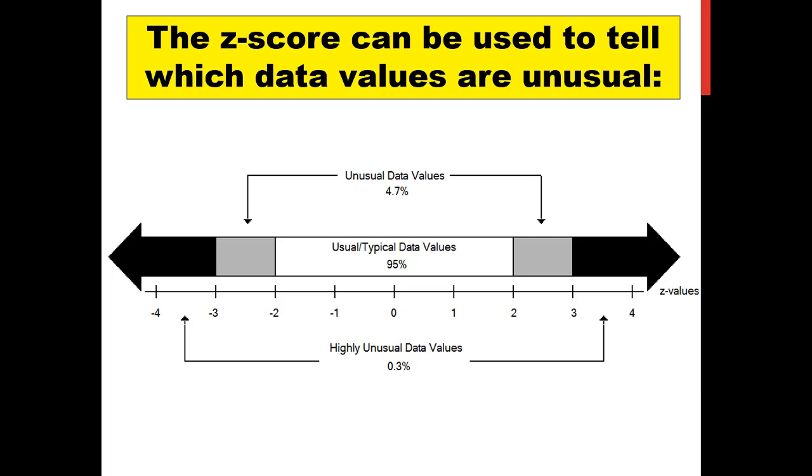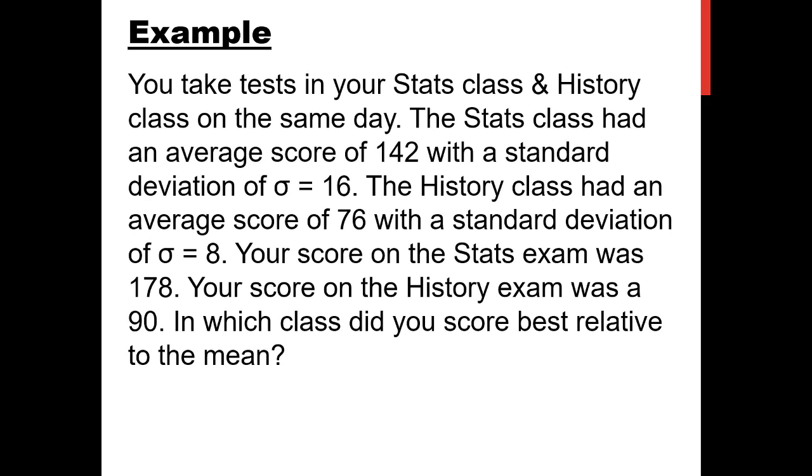Let's look at that process. So here's an example. You take tests in your stats class and history class on the same day. The stats class had an average score of 142 with a standard deviation of 16. The history class had an average score of 76 with a standard deviation of 8. Your score on the stats exam was 178. Your score on the history exam was a 90. In which class did you score best relative to the mean? So we're not asking where you had the higher percent. We're asking in which class did you do better compared to the average for the class.